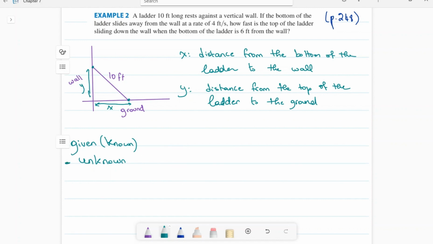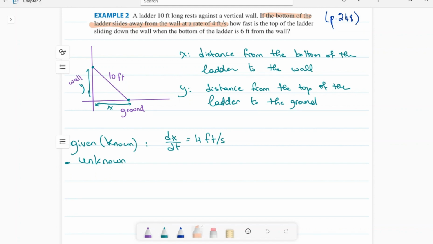So what is given in this problem? They tell us that the bottom of the ladder slides away from the wall at a rate of 4 feet per second. So, if the bottom is sliding, what variable are we dealing with? The bottom is sliding, so x is changing, it's increasing. So in this case, we can write this as dx/dt is equal to 4 feet per second.